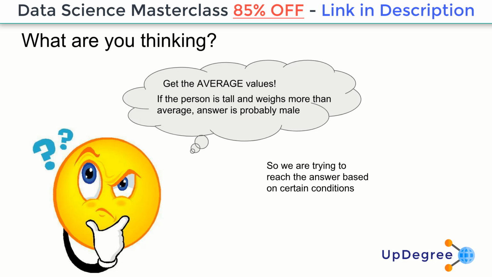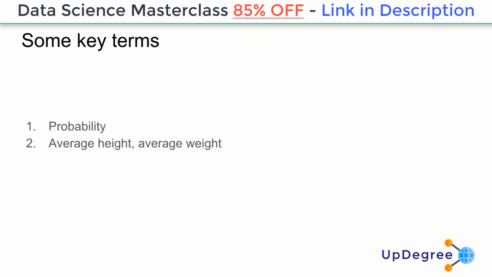So now I'd like to take a break and drive your focus to these key terms over here, which are probability and the average values. Because you see, this is what machine learning algorithms do in their very core. They derive probability using some statistical factors. We'll get back to it in a moment.